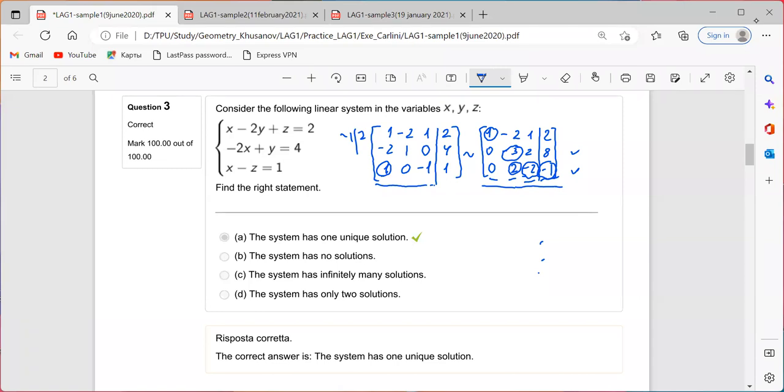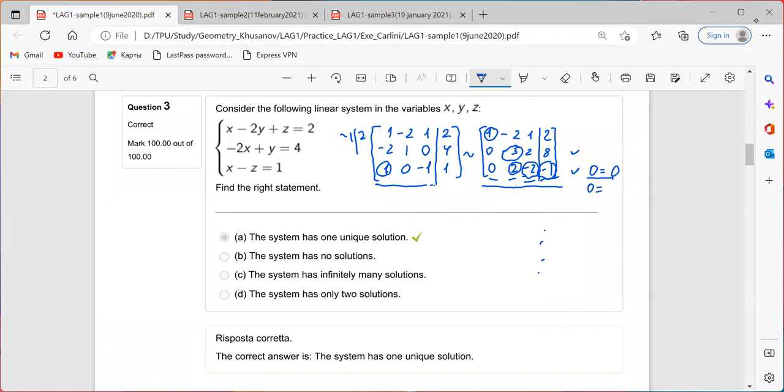In that case, all depends on what will be on the right side here. If the right side will be 0, the last row will correspond to the equation 0 on the left side, and on the right side also 0. In that case, we can say that we will have infinitely many solutions.